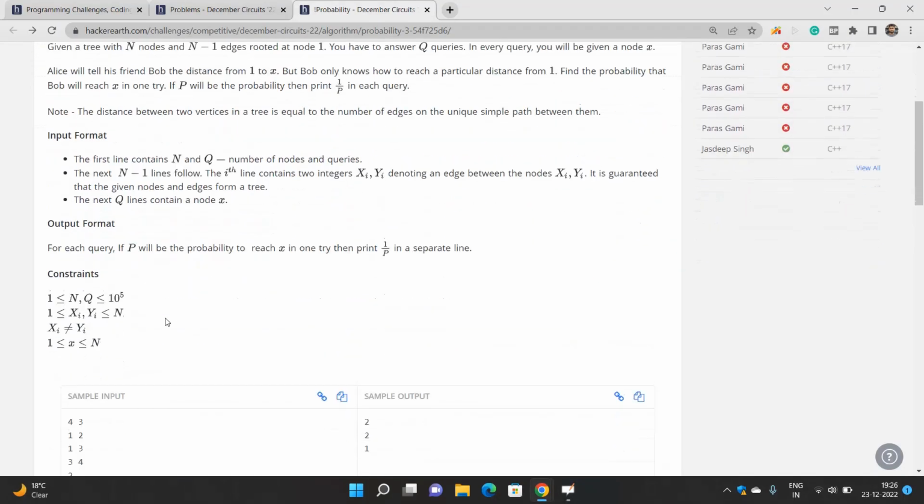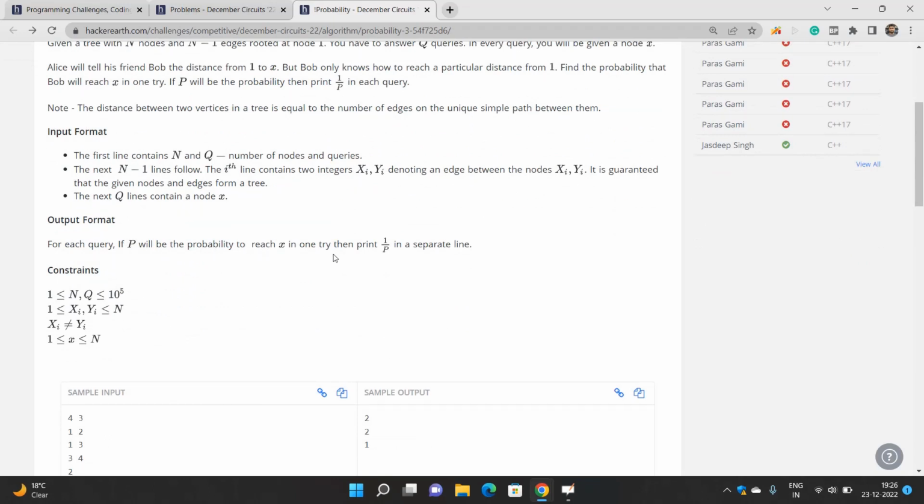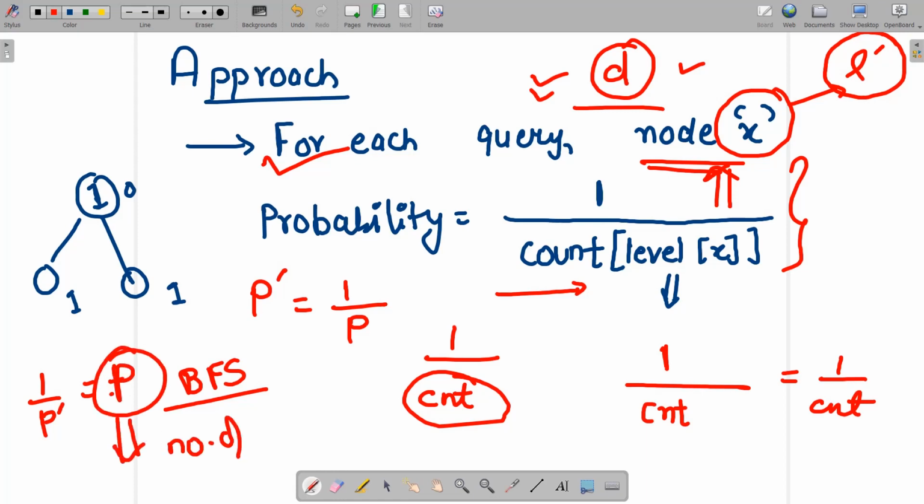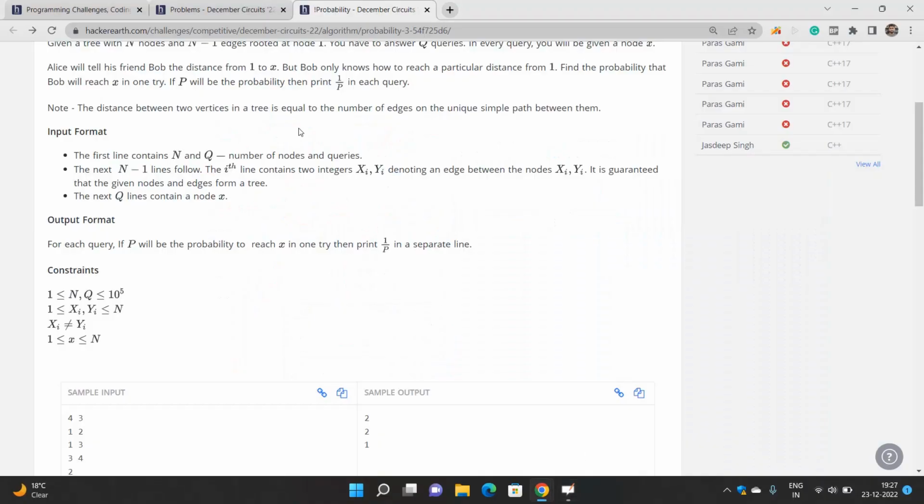So for each query, if p is the probability to reach x, then we need to print 1 by p in a separate line. So let's say p dash is going to be 1 by p, so we have to print 1 by p dash, which is nothing but p actually. So we have to print the number of nodes present on the level of x. So indirectly, for each query we have to print the number of nodes present on the level of x.